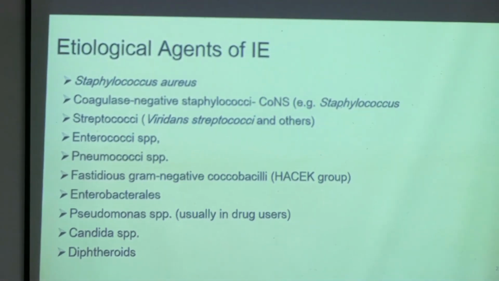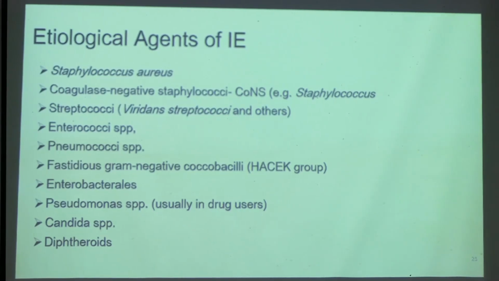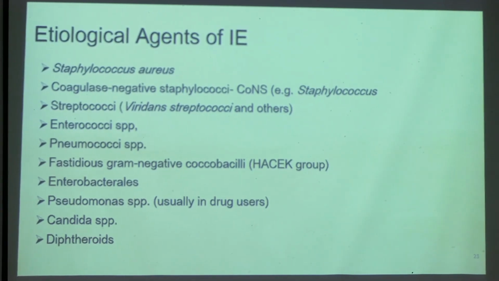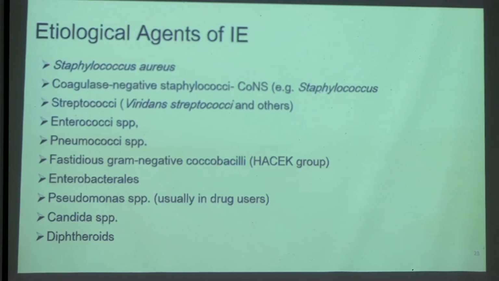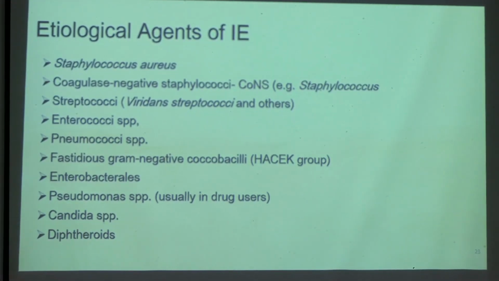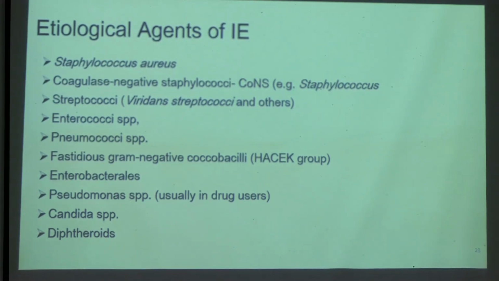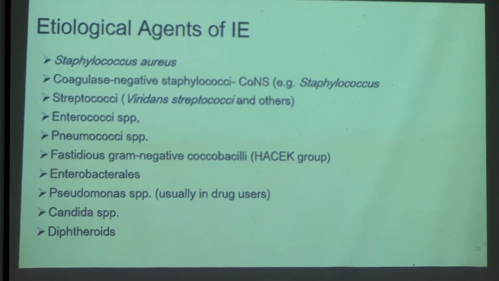Now, what are the etiological agents? Most commonly, it is the gram-positive organisms. Okay, what are those? Staphylococcus aureus. Second, we have the coagulase negative staphylococcus, that is the CoNS. CoNS is a normal commensal of your body, but it again acts as a major etiological agent for infective endocarditis.